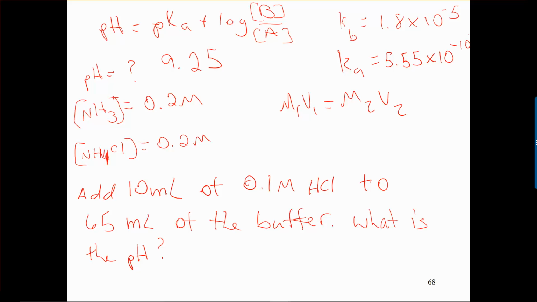What is the concentration of HCl that you added? What is the initial concentration of HCl in this reaction? Don't forget to find it for HCl.